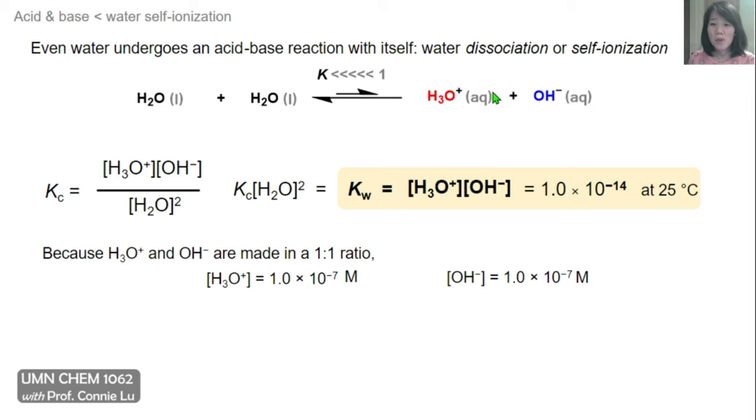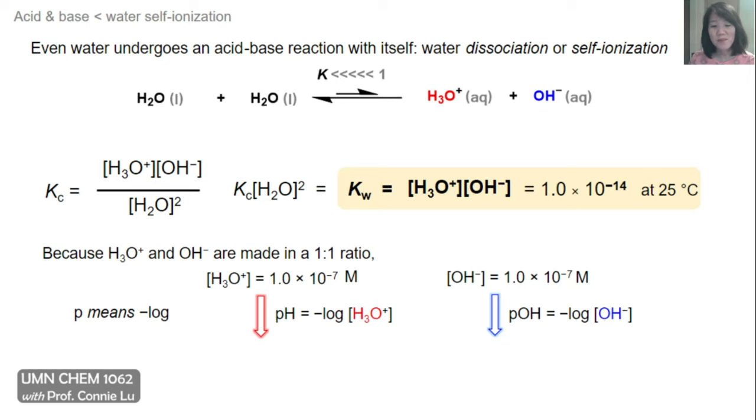In this equilibrium, both the hydronium ion and the hydroxide ion are generated at the same time, so they're formed in a 1-to-1 ratio. And if their product is 1 times 10 to the minus 14, then each of these concentrations has to be 1 times 10 to the minus 7. And again, I can use that notation P, where I take the minus log function, and I can define pH as the minus log of the concentration of hydronium ions. And I can also define pOH, which is the minus log of the hydroxide ions, and plug in the same values. And I would get that water solution has a pH of 7, which I believe probably we all heard of before in an earlier science class.